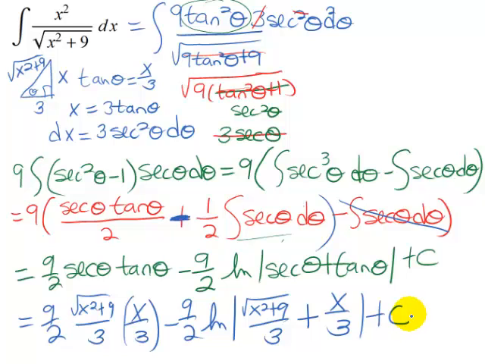plus a constant. So I'm out of room here, but for our final answer, we could combine the 9 and the x here in the numerator, and in the denominator we could write that as 18. But there's our answer.